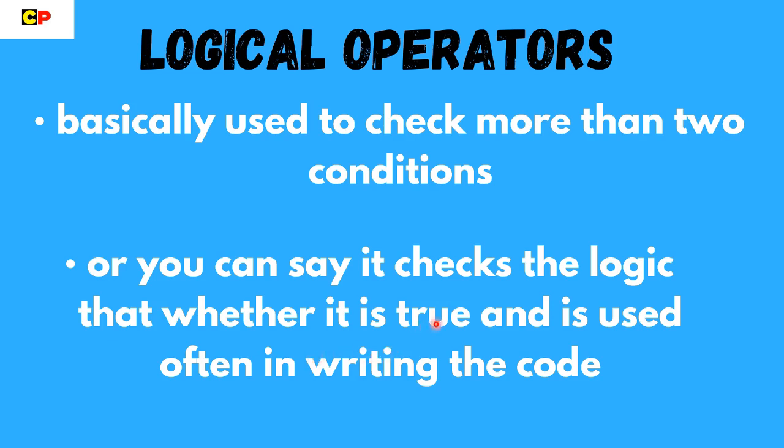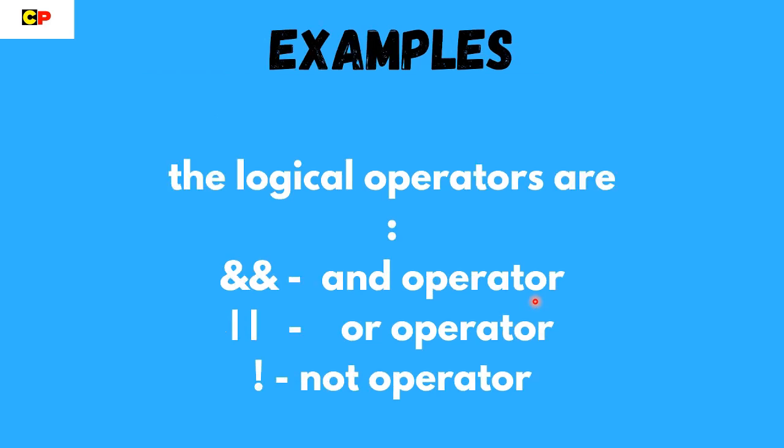Now moving on to the examples of logical operators, you can see there are mainly three types. The first one is the AND operator, the second one is the OR operator, and the third one is the NOT operator. The first operator you can see here is AND, which is the combination of two ampersands. The second one, you can see the parallel lines here, is called the OR operator, and here you can see the exclamation sign, which is the NOT operator. Now we'll discuss each one of them in detail: how to use them, what the purpose is, and how they actually work in C programming.